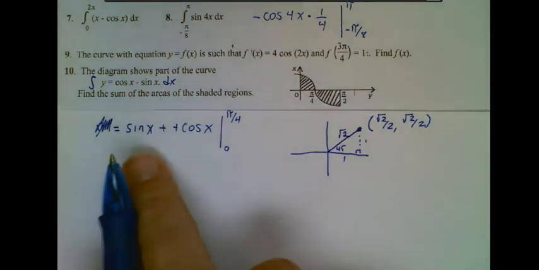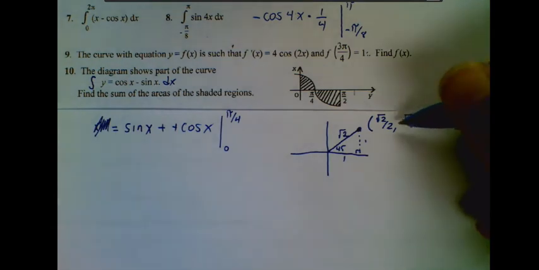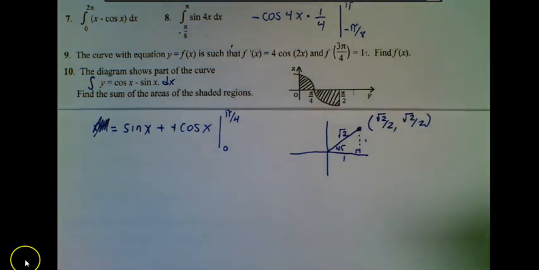So anyway, the sine plus the cosine, they're both the same in this case. So if I just add those together, they would just add up to rad 2.